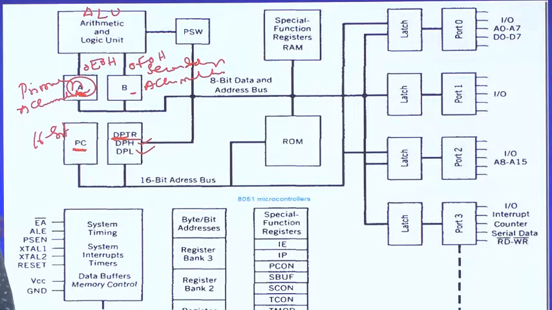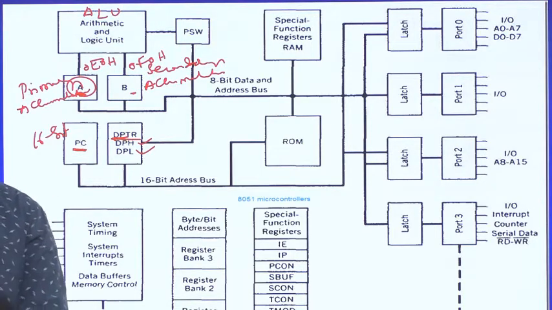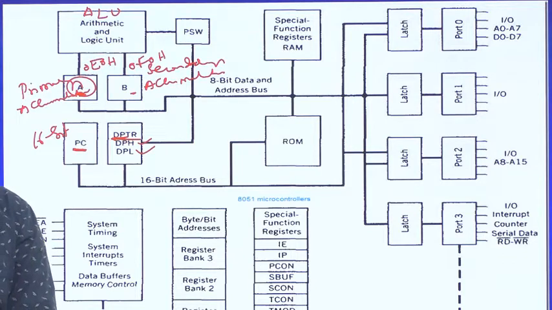Now, coming friends, I compare PC with the DPTR. Both are address registers. That is a similarity. Both are address registers because both can hold an address. PC holds the address of an instruction byte and DPTR can hold the address of data. In that aspect, both are address registers. That is the similarity between PC and DPTR.